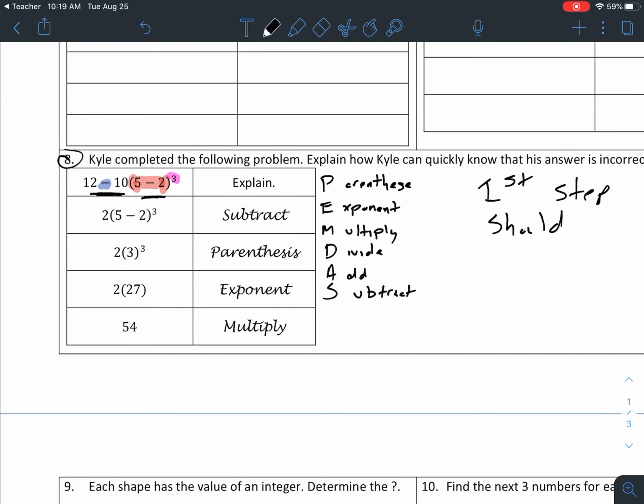should be parentheses. That's how we know he got that wrong. Okay, right away, right there, he did that wrong. He did the parentheses, exponent next, right, and the multiply, but he subtracted where that should have been the last step that he did, not the first. Okay?